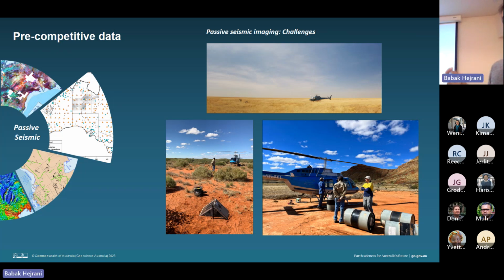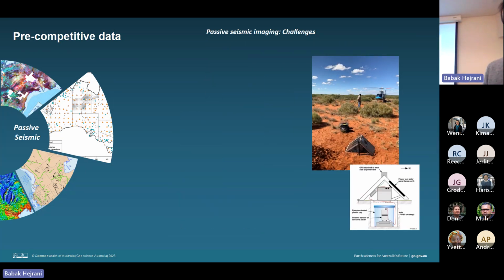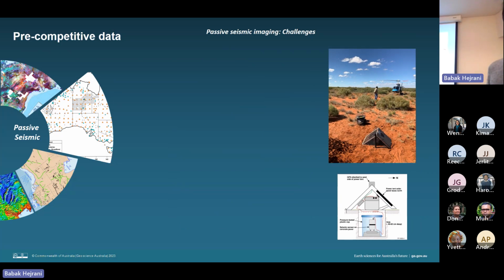So going there, access is quite challenging. It's a harsh environment. And I would like to mention one of the contractors here, ASEG Geophysics, that we work with. They've done a great job. They use helicopters to access these points and deploy these seismic stations. We have come up with our own setup of seismic station.